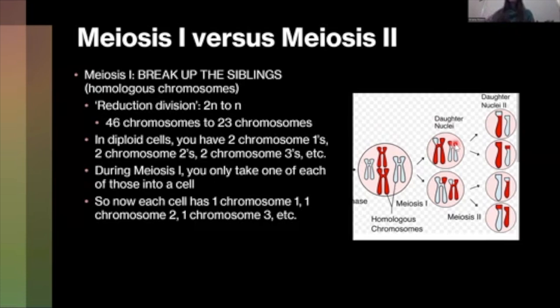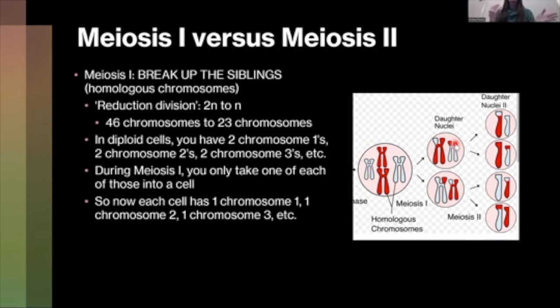If you think about it, in a diploid cell or a 2N cell, you're going to have 2 chromosome 1s, one from mom, one from dad, 2 chromosome 2s, one from mom, one from dad, 2 chromosome 3s, one from mom, one from dad, and so on. And during meiosis 2, you just take one of those into each cell. So now each of your cells has 1 chromosome 1 in it, 1 chromosome 2, 1 chromosome 3.